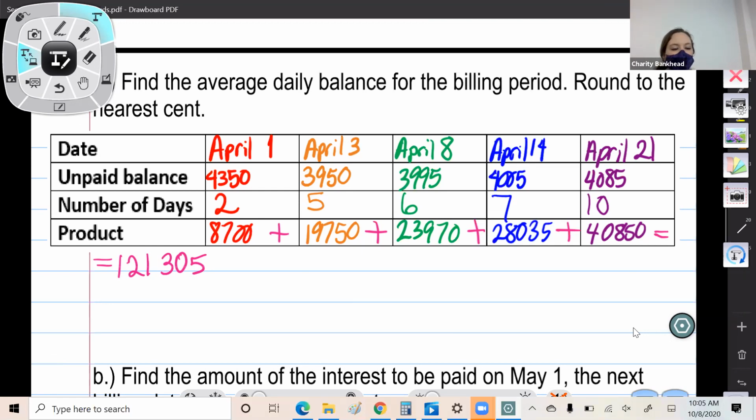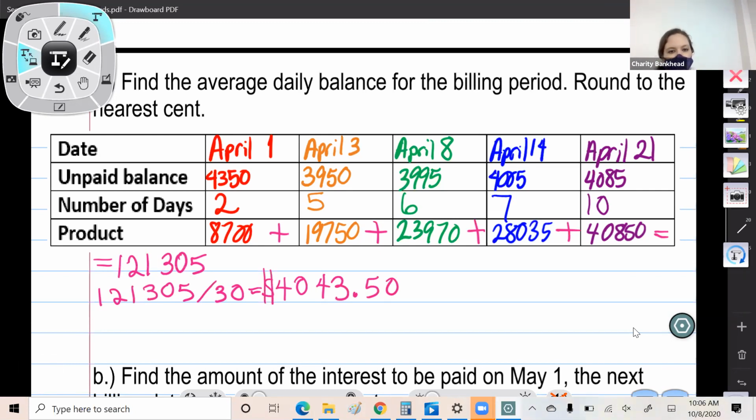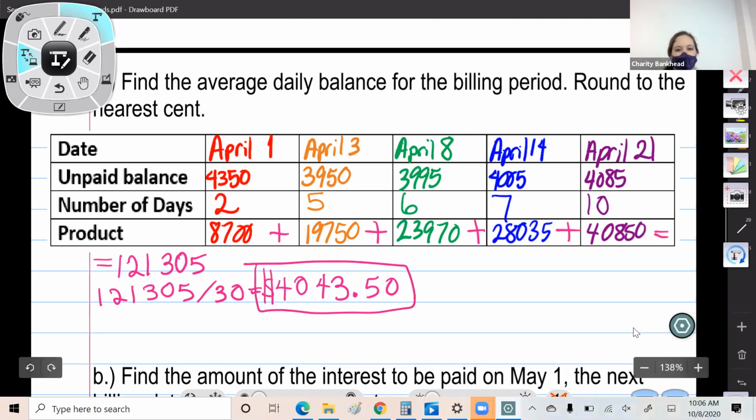And then, all right, so let's see, then we need to divide that by the total number of days in the billing cycle, which is 30. So $4,043.50 is the average daily balance for that billing period.